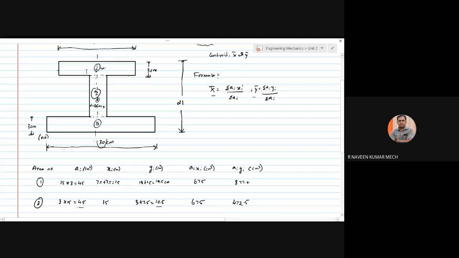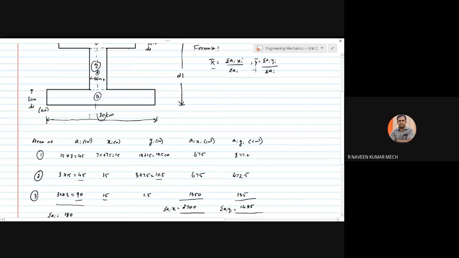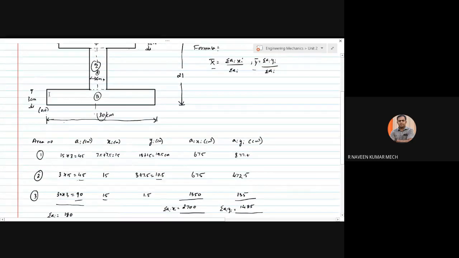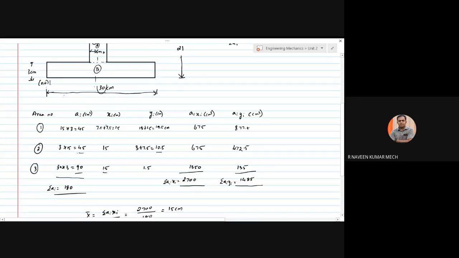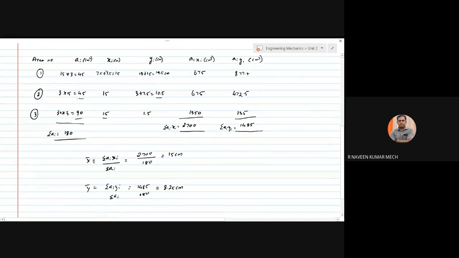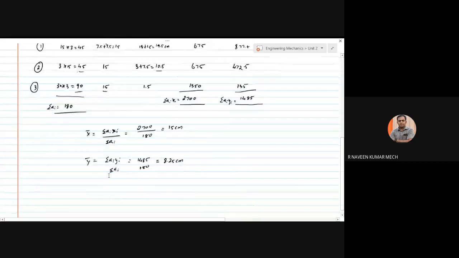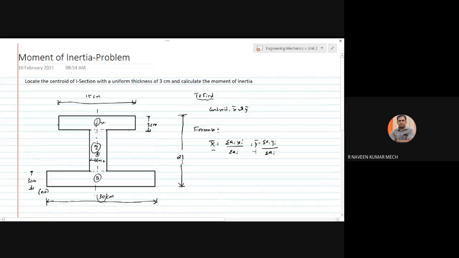So we are dividing the I section into three parts, that is three rectangles. We have calculated the area for the three rectangles and also xi, yi, that is the centroid for each area separately, with respect to the origin 0, 0. Similarly we calculated ai xi, ai yi and found the value of x bar y bar. This is how we have calculated the centroid. Now we want to find the moment of inertia.